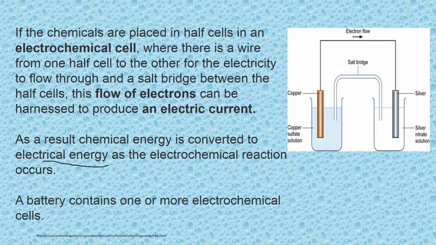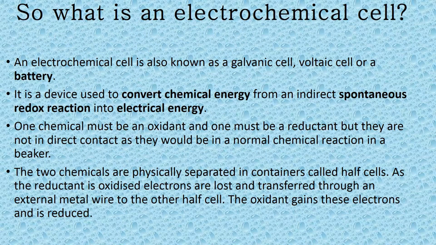A battery can have one or more of these electrochemical cells. So what is an electrochemical cell? An electrochemical cell is known as a galvanic cell, or in some textbooks a voltaic cell, or it's called a battery. It is a simple device to convert chemical energy from a spontaneous redox reaction into electrical energy. Spontaneous is a key word which we're going to use a lot of times. It converts chemical into electrical energy, and the reaction happening there is spontaneous. Spontaneous means the reaction took place on its own. We did not have to supply energy, we did not have to heat up the test tube, nothing. It happened on its own.